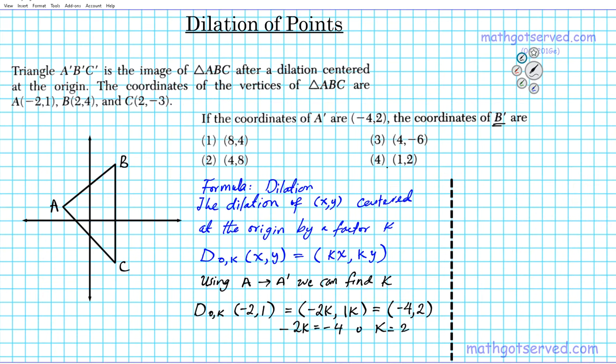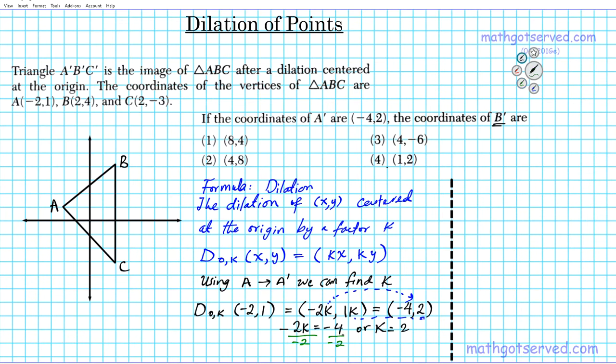You can use any of these equations to solve for k. It doesn't really matter. We're basically equating this to this, and then 1 to 2. If we solve it, we should get the same answer. Let's solve the first one. Divide both sides by -2 to reveal what the scale factor is.